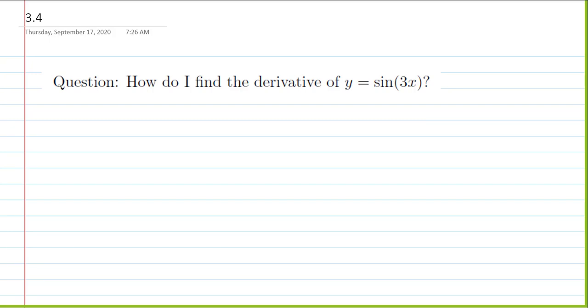Now, the question we want to start with in this class is, how do I find the derivative of y equals the sine of 3x? Well, in the last section we learned that the derivative of sine x is cosine x. But here we have sine of 3x. So the first thing we want to identify is that y is actually the composition of two functions.